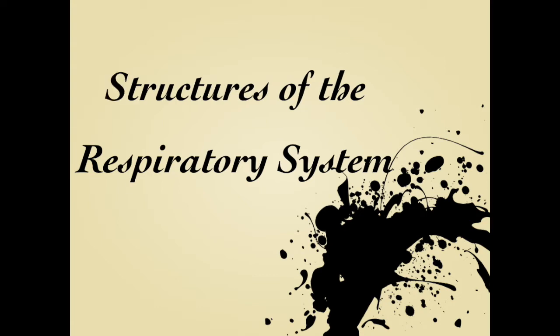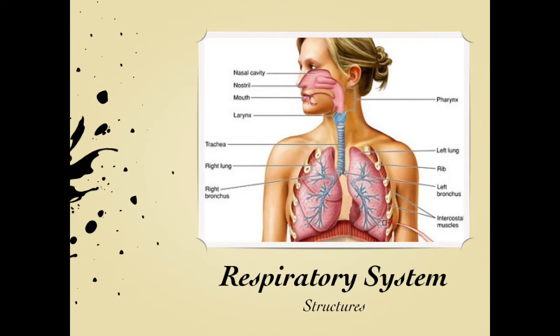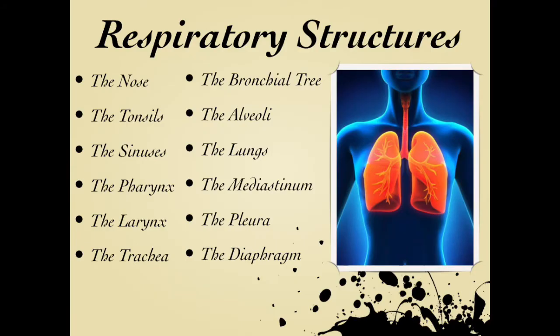So, when we're talking about structures of the respiratory system, we basically have an upper and a lower respiratory tract. When you're thinking about the difference between upper and lower, just consider the upper is not protected by the ribs and the lower is protected by the ribs. The upper respiratory tract consists of the nose, mouth, pharynx, epiglottis, larynx, and trachea, and the lower respiratory tract consists of the bronchial tree and lungs. These structures are protected by the thoracic cavity.